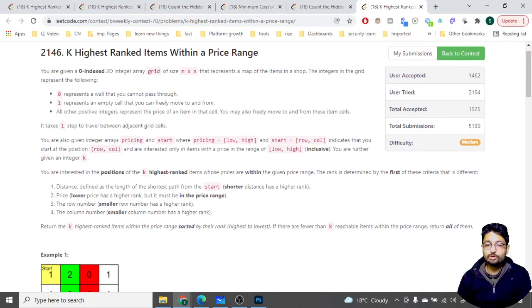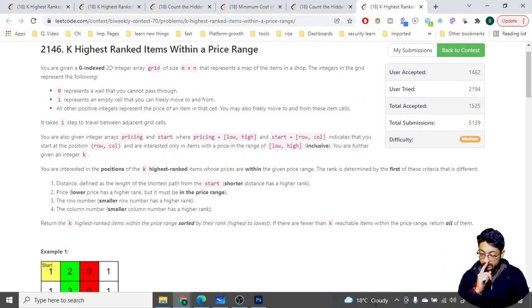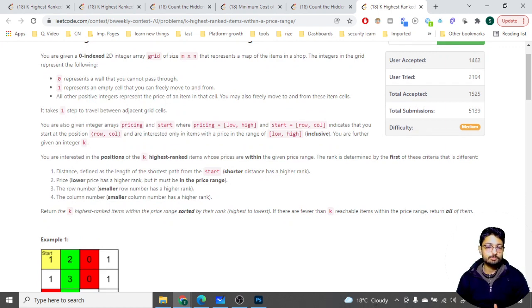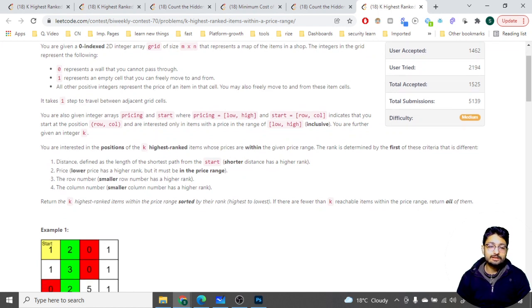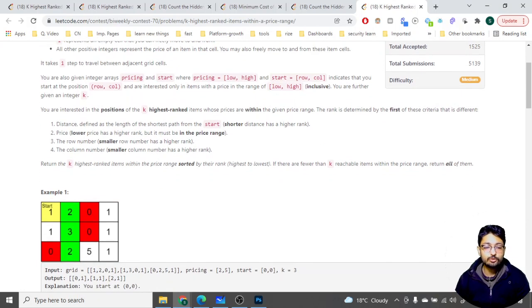You are given a 0-indexed 2D integer array grid of size m cross n. So you're given a grid, and the grid consists of numbers. 0 represents a wall, you cannot move over that. 1 represents an empty cell that you can freely move around. And all the other positive integers represent the price of an item in that cell. So there are different prices mentioned here. You can only move on cells with values greater than or equal to 1, and you cannot move on 0.